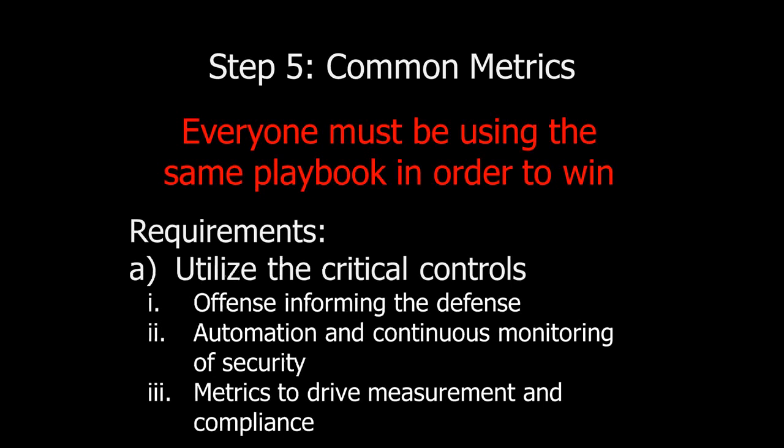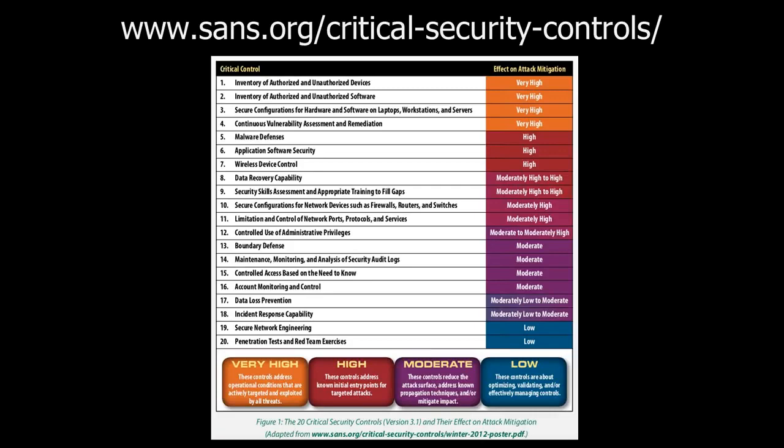So the critical controls were based off of three main premises of offense informing the defense. They needed to be metrics that could be measured, and they need to be automated within the environment. Now, yes, right now there are 20 categories of controls, each with subcontrols that focus on the specific implementation steps that need to be done. As I mentioned in our previous webcast, we have walked through these different areas.